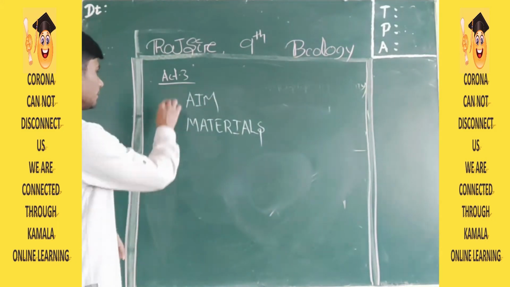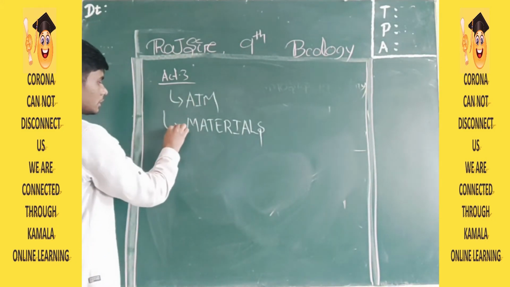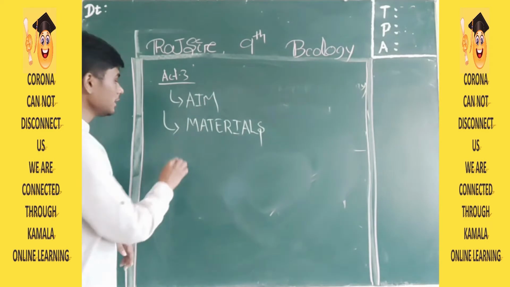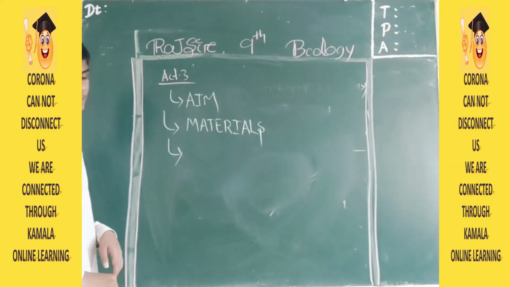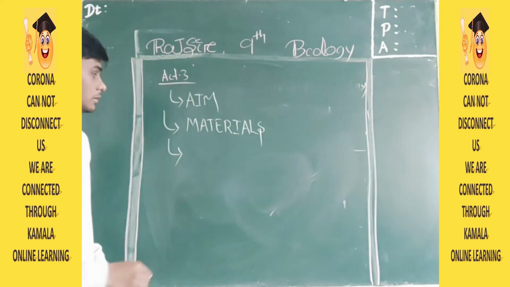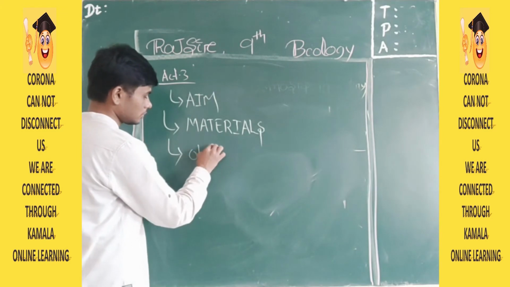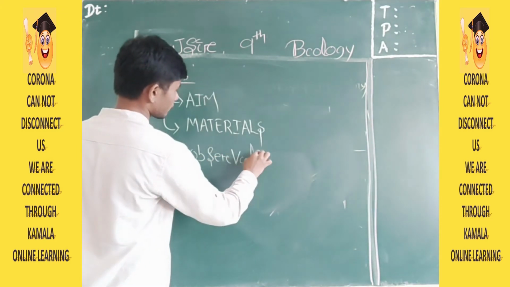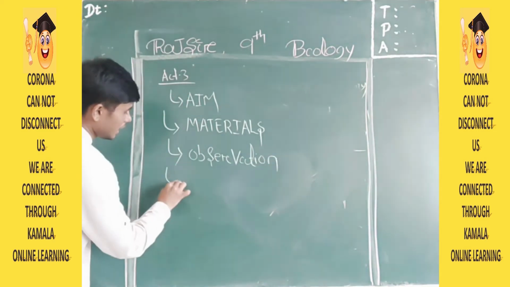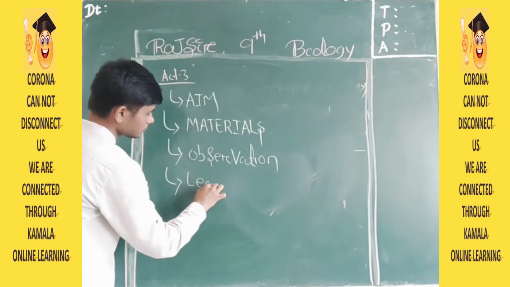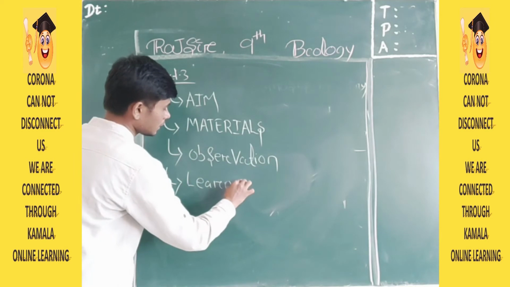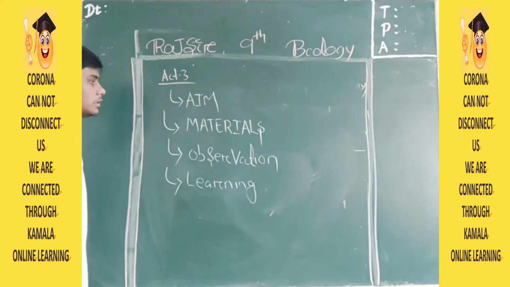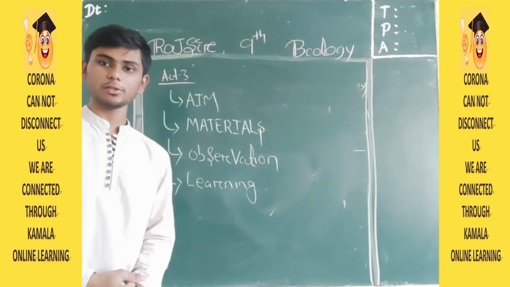First thing is aim. Second thing is our materials required. Third thing is observation. Last thing is our learning. These are the 4 things which we need to do.